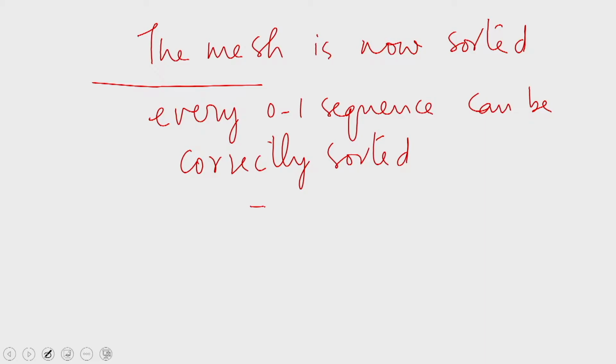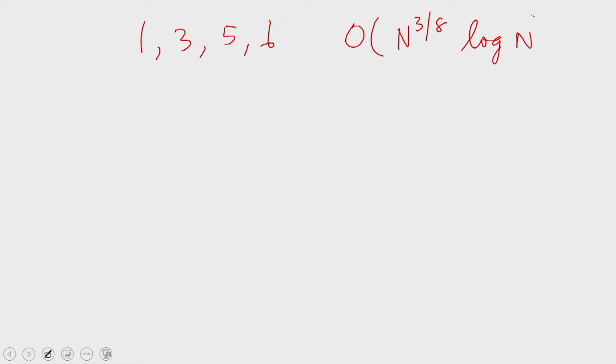After this, we sort each row linearly in the appropriate order, and finally, all that we have to do is to execute 2 n power 3 by 8 steps of odd even transposition sort. That would ensure that the original sequence is in sorted order. Now, what is the time complexity of this? Steps 1, 3, 5 and 6, as we have seen, run in order of n power 3 by 8 times log n steps.